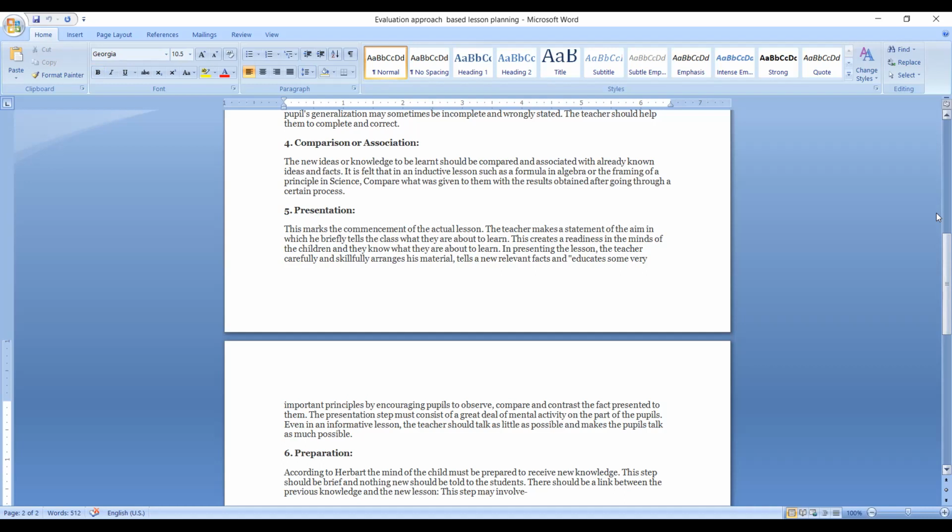In presenting the lesson, the teacher carefully and skillfully arranges the material, tells new relevant facts and educates some very important principles by encouraging pupils to observe, compare, and contrast the facts presented to them. The presentation step must consist of a great deal of mental activity on the part of the pupils. Even in an informative lesson, the teacher should talk as little as possible and make the pupils talk as much as possible.